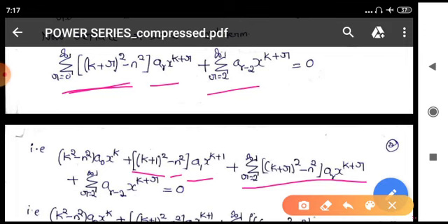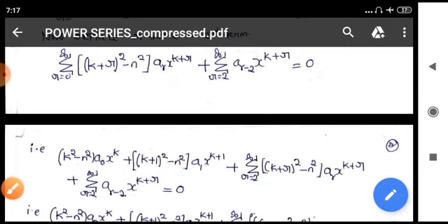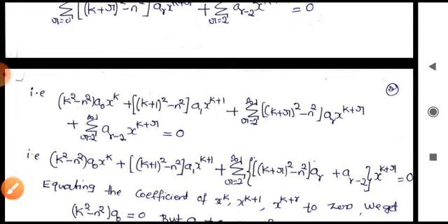like this, summation r from 2 to infinity ((k plus r) whole square minus n square) a r x power k plus r, plus summation r from 2 to infinity a r minus 2 x power k plus r, equal to 0. Now I will write the first two terms as they are, that is (k square minus n square) into a naught x power k, plus ((k plus 1) whole square minus n square) into a1 x power k plus 1, as it is.